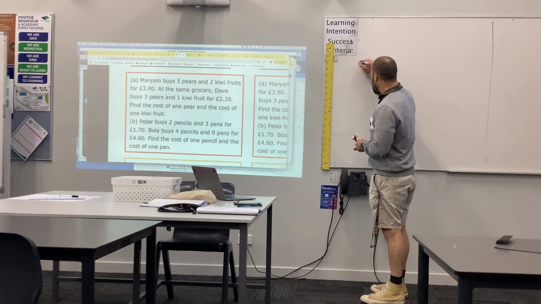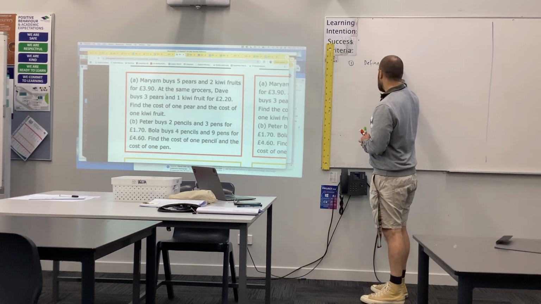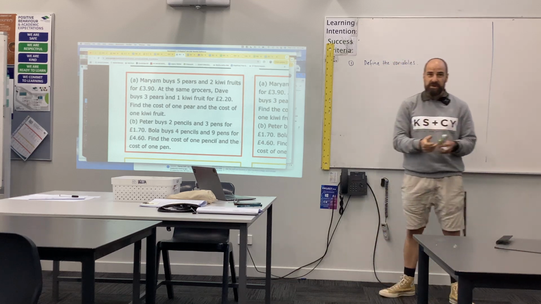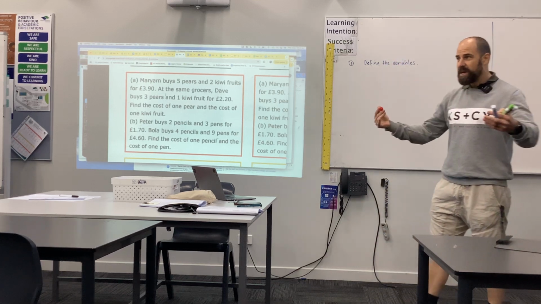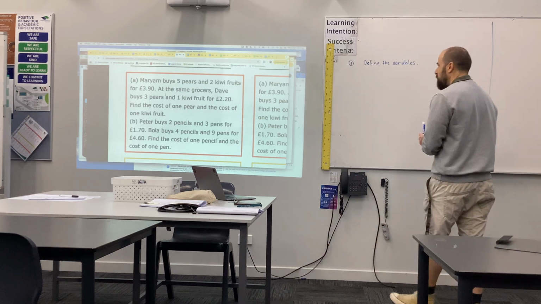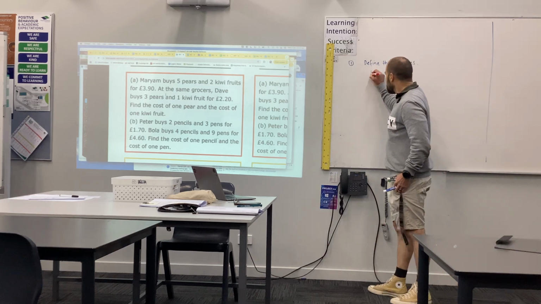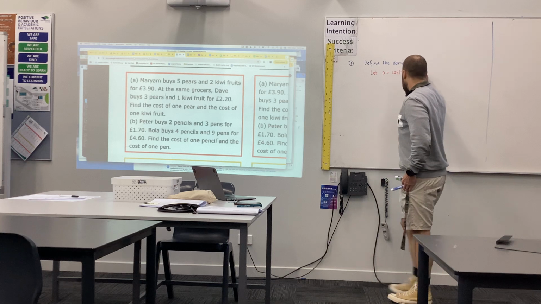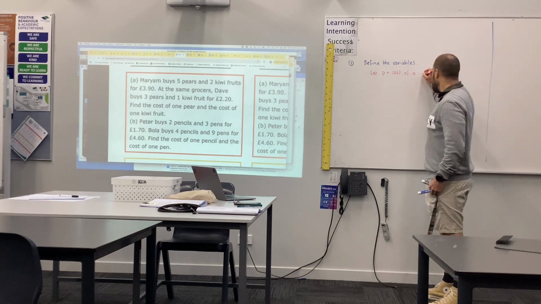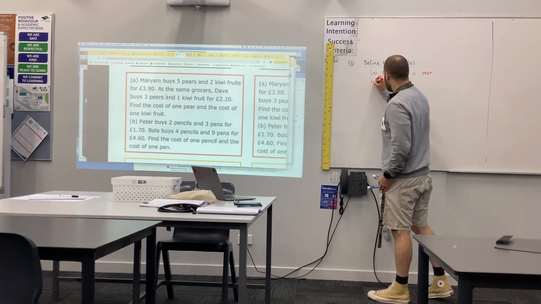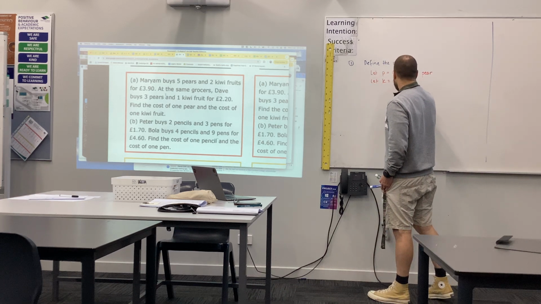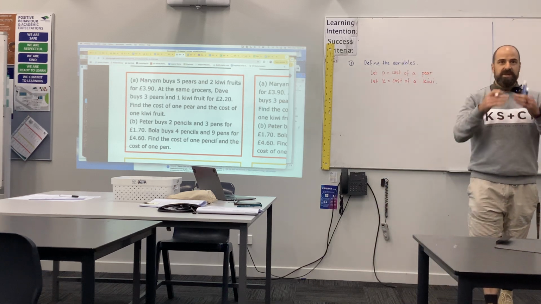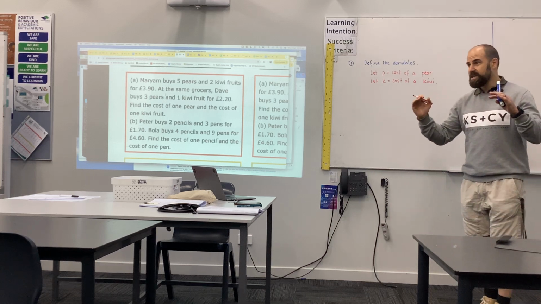So, step 1, define the variables. And this process is actually worth marks. When I used to teach specialist maths, defining the variables was actually worth marks in the test. So all I actually say, what are we actually working with? In this case, I would say let P equal the cost of a pear. Let K equal cost of a kiwi fruit. That step of defining a variable is your first mark on the test.